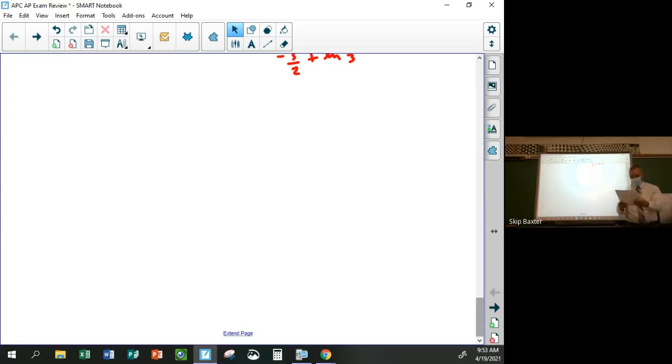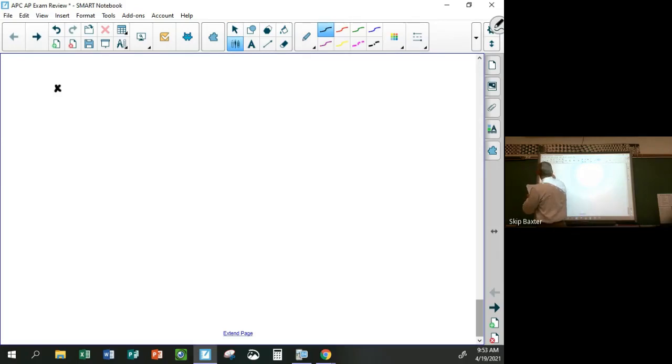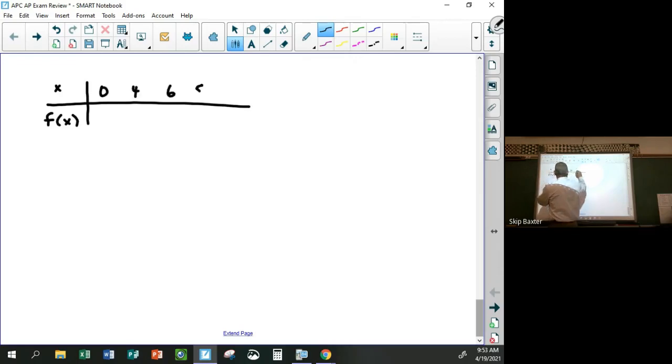So they're giving you a table of values. So we have x and f of x. The x values are 0, 4, 6, 8, and 13. And the y values are 3, 4.5, 3, 2.5, and 4.4. And the question says it's a continuous function. What's the fewest possible number of times f of x equals 4? So what type of problem is this?